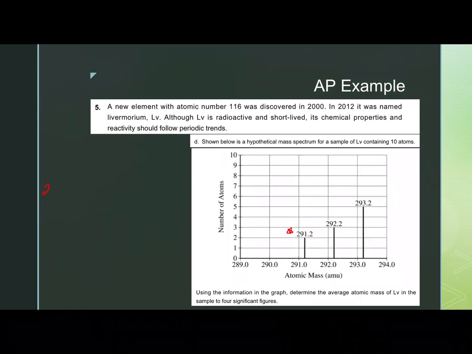All right, so we're going to find the average atomic mass of livermorium. So we need to multiply each mass peak by its number of atoms or relative abundance. So we take each one of these peaks and multiply it by the height of the peak, which we can find on the y-axis. And we're going to add that all up. That will give us the total mass for all the atoms. And then we just need to divide that by the total number of atoms to find the average. When we do this on our calculator, we get 292.5 for the average mass of livermorium.